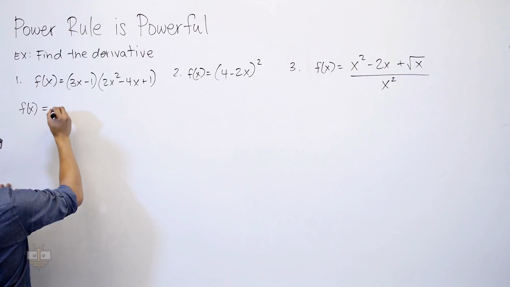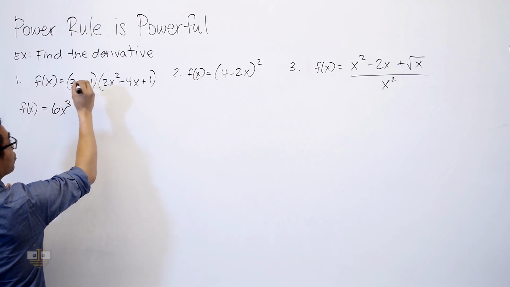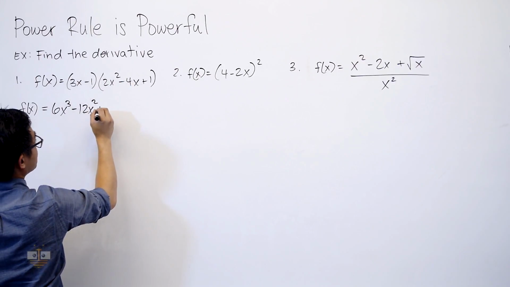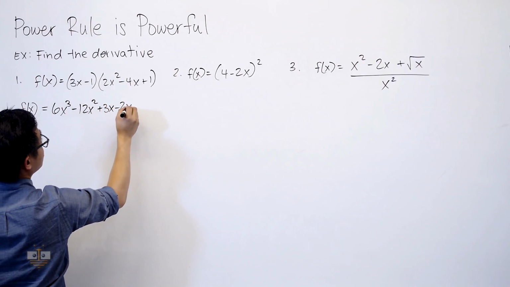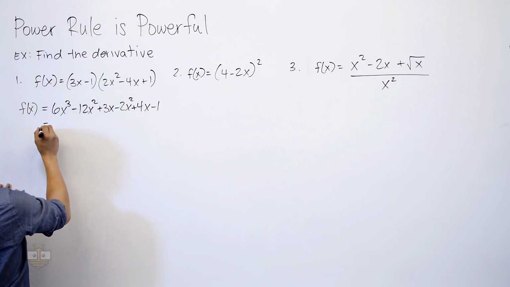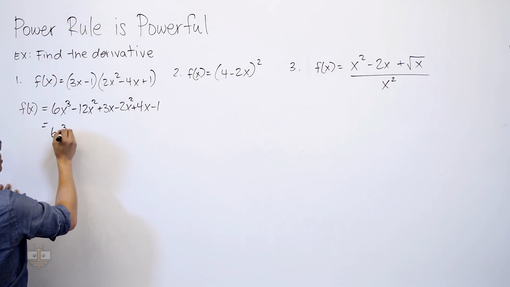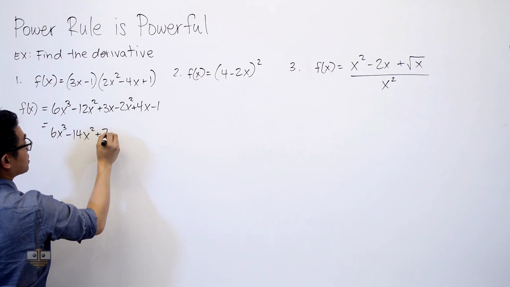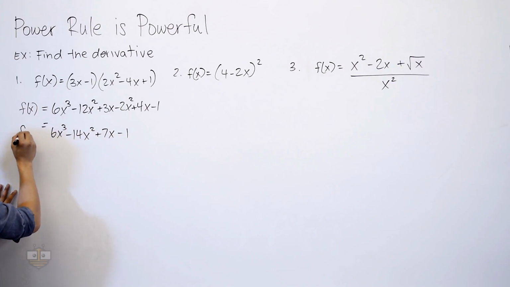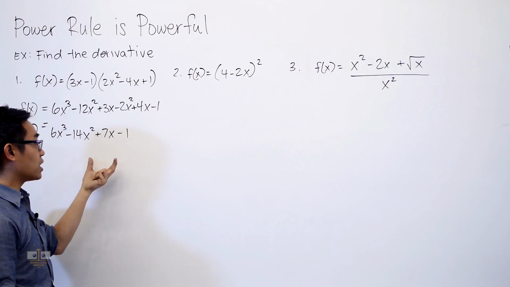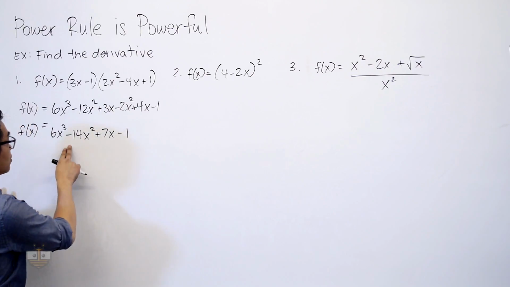So 3x times 2x squared is 6x cubed. 3x times negative 4x is minus 12x squared. Then we get positive 3x minus 2x squared plus 4x minus 1. We can simplify that to get 6x cubed minus 14x squared plus 7x minus 1. And so that is still f at x. Now I'm ready to take the derivative because it's a sum of powers or difference of powers.